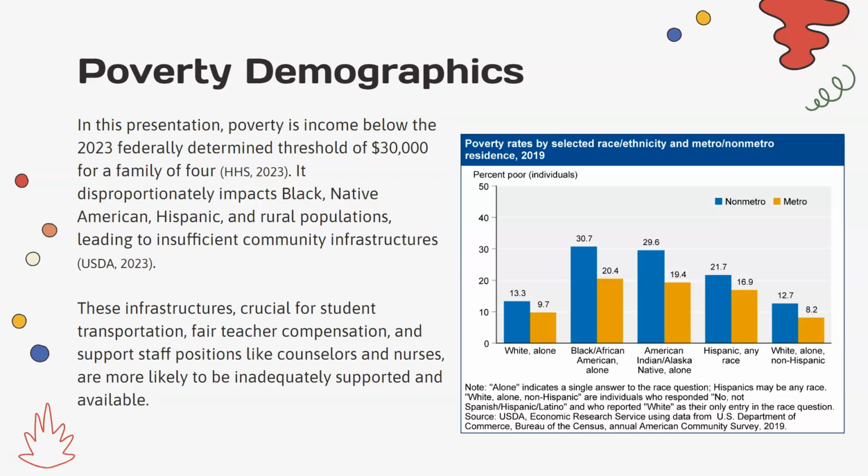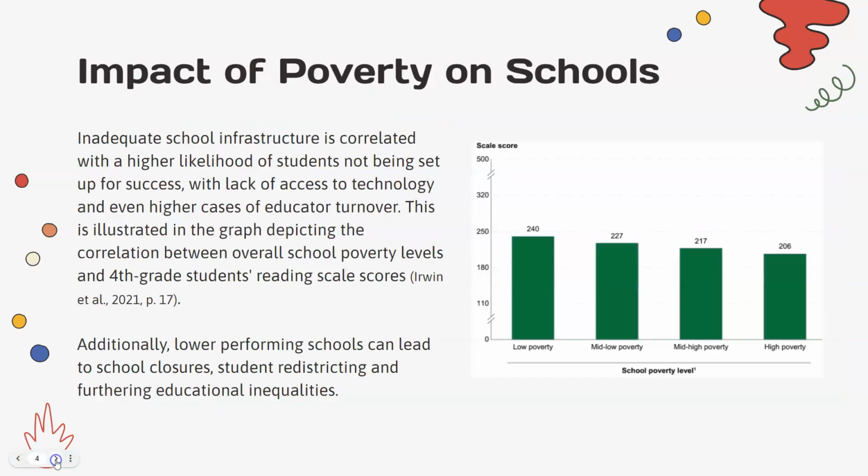To define poverty for this presentation, we're going to be using the 2023 federally determined threshold, which is about $30,000 for a family of four. This number does change depending on family size. Again, it does disproportionately impact Black, Native American, Hispanic, and rural populations, leading to more insufficient community infrastructures. These infrastructures are important for things such as safe student transportation to or from school, teacher compensation and retention, and funding for staff positions such as counselors and nurses.